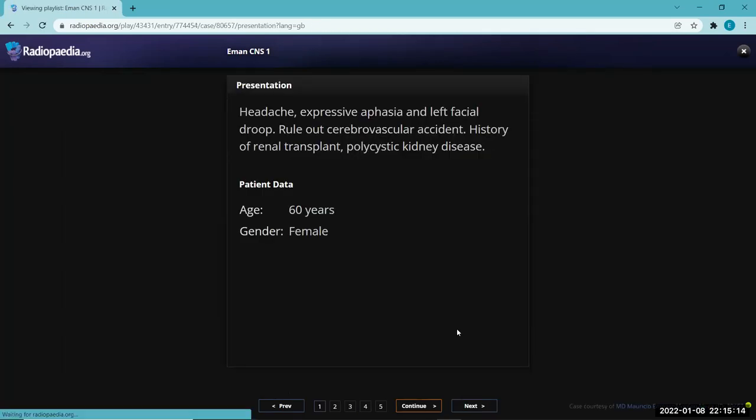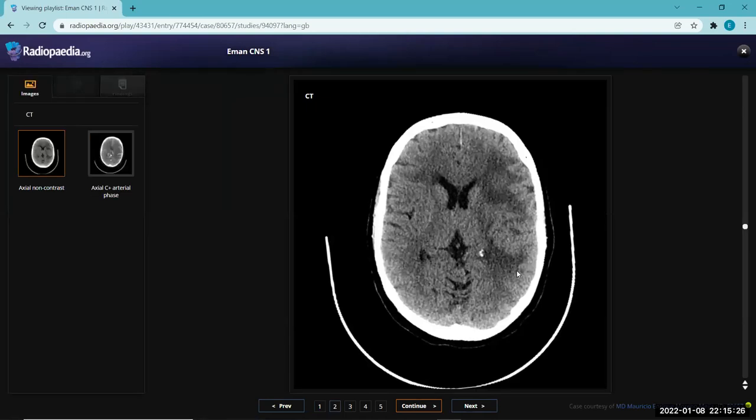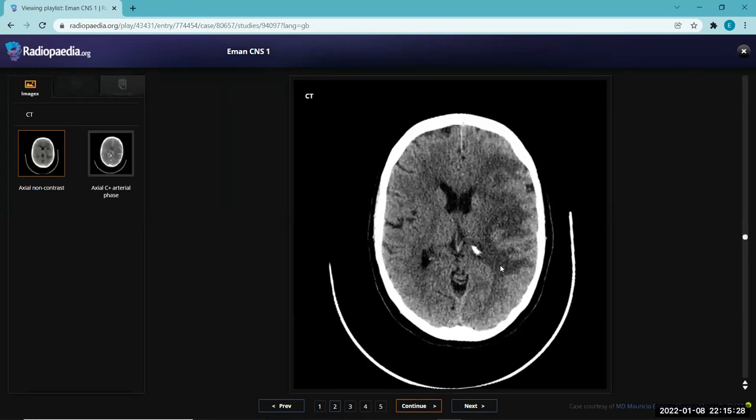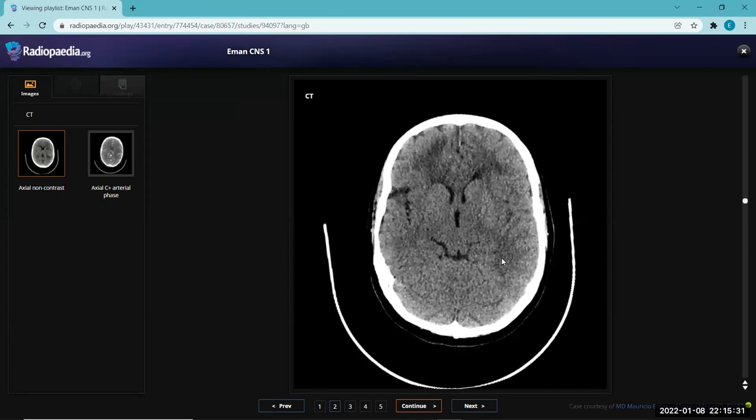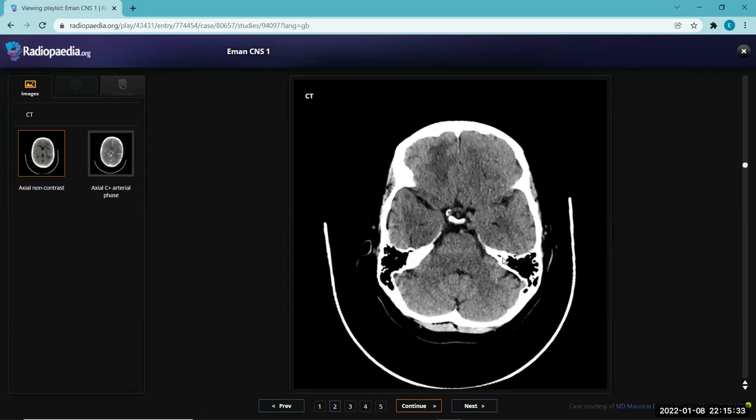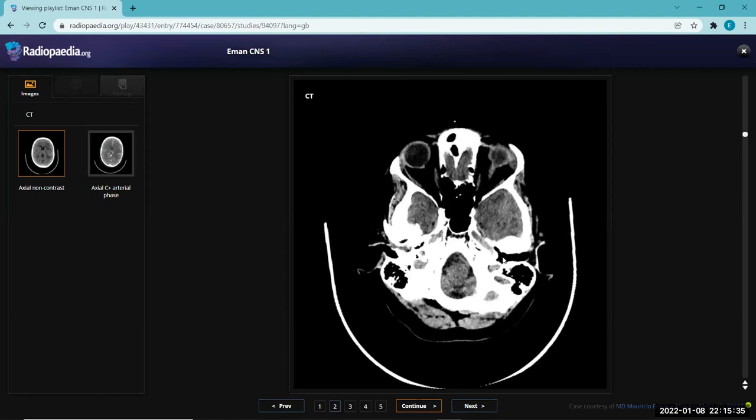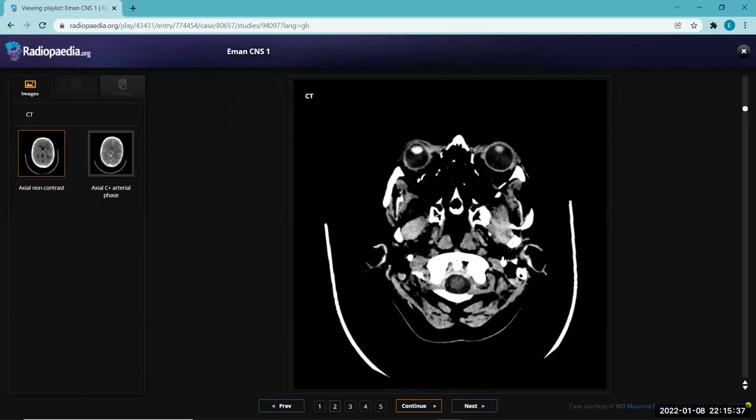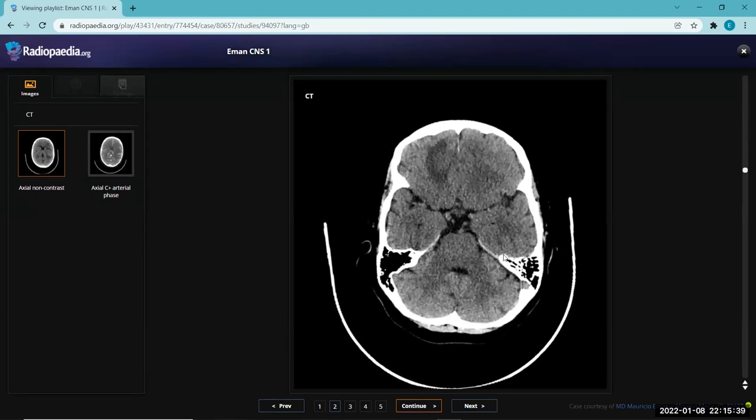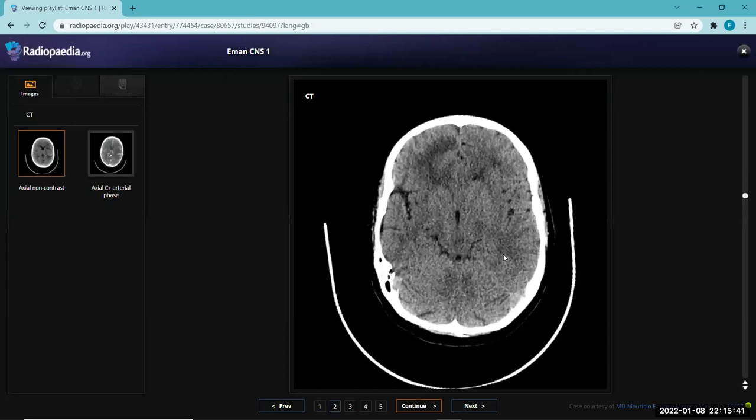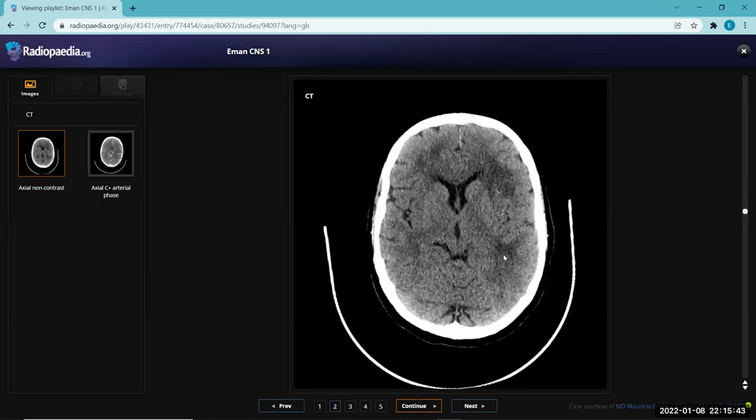So, 60-year-old female with headaches and expressive aphasia, left-sided facial droop, rule out cerebrovascular accident, history of renal transplant, polycystic kidney disease. Okay. So, these are the non-contrast enhanced images of the brain, the patient has presented with facial droop.